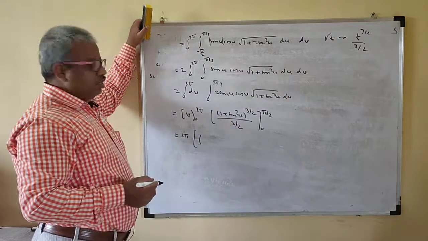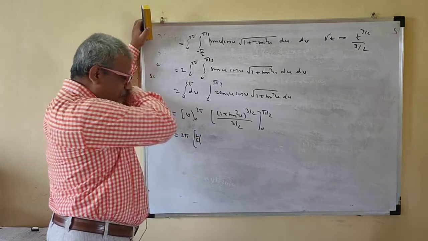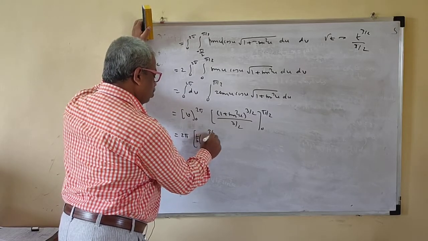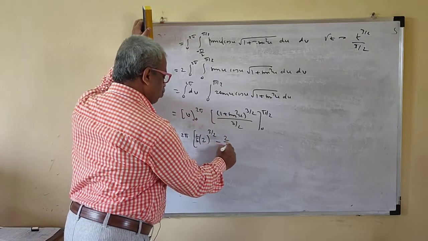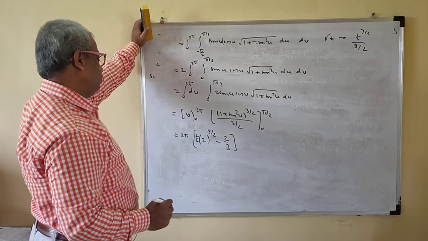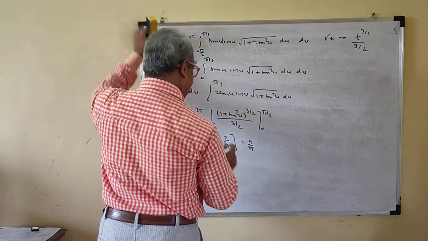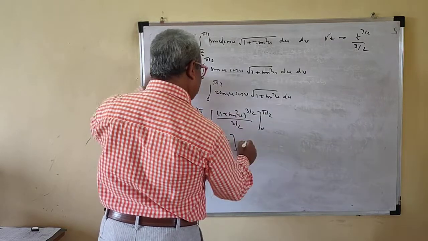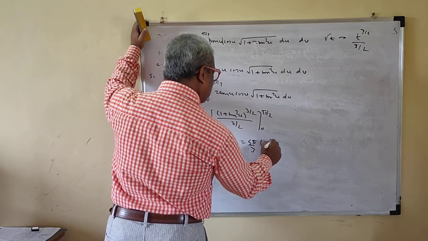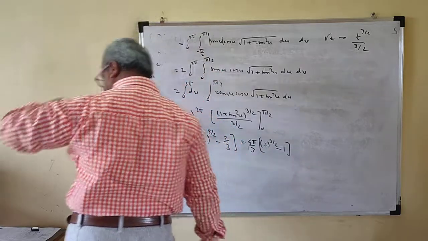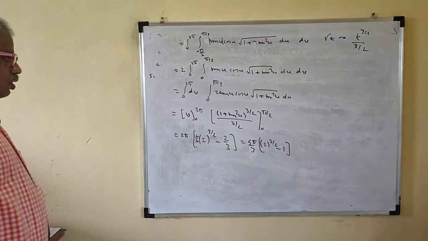If you put pi by 2, then sin pi by 2 is 1. So this is 2 by 3, 2 raised to 3 by 2. Minus, we have to put 0 now. If you put 0, this is 1. So this is 2 by 3. If you take 2 by 3 common, then this is 4 pi by 3, 2 raised to 3 by 2 minus 1. Okay, so this is the correct answer.